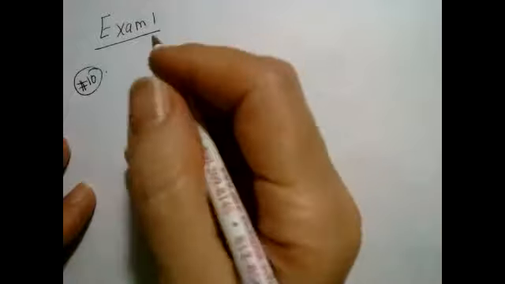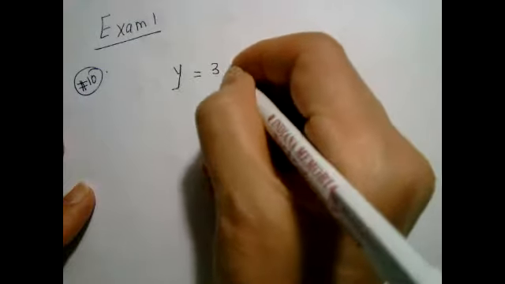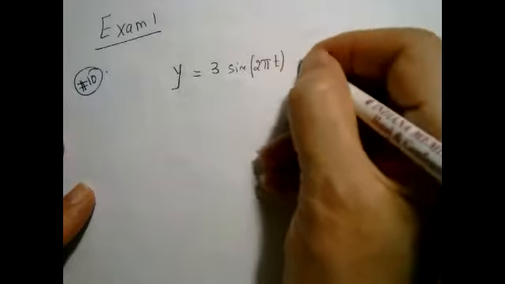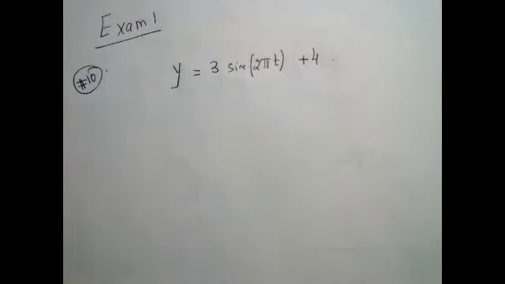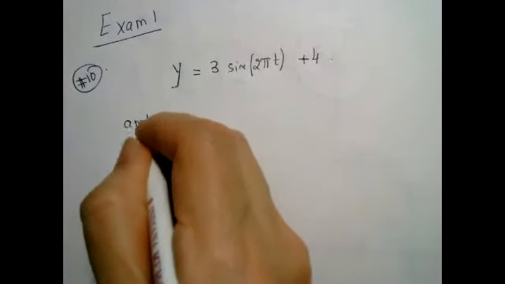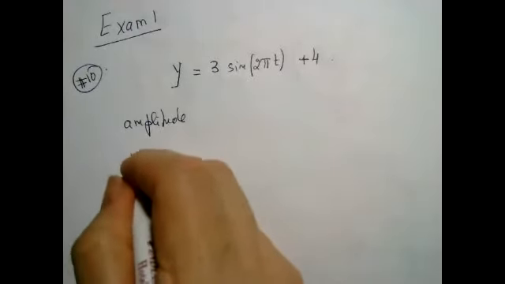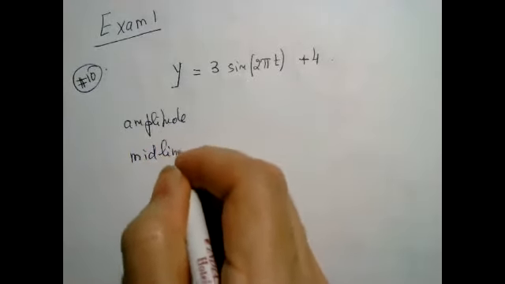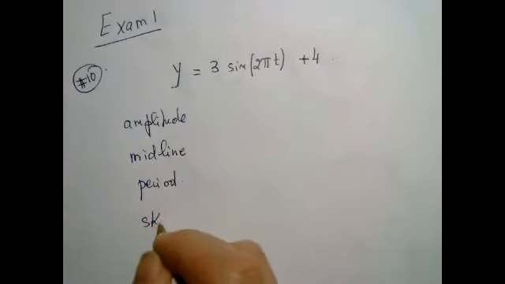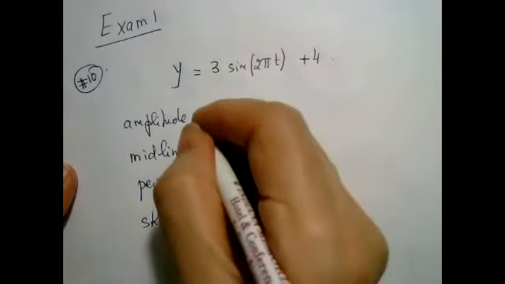All right. So number 10 was, you have this function. It's a total sinusoidal, 2 pi t plus 4. Okay, and now here's the question. We have to find the amplitude. Then we need to find the midline. We need to find the period. And finally, the question was to sketch. Okay, so I will do that just to remind you everything.